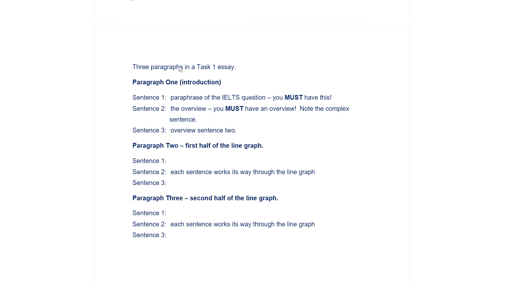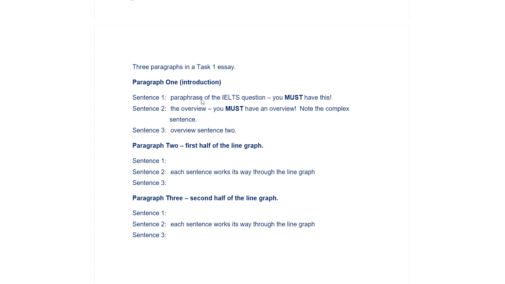Alright, so as I said, there are three paragraphs in a Task 1 essay. The first paragraph is kind of an introduction, and then there are two main body paragraphs. There is no conclusion in Task 1. You don't need to have a concluding paragraph. Each of these paragraphs has got three sentences. So they are all the same length, and that means, of course, that you've got a total of 9 sentences in your Task 1 essay.